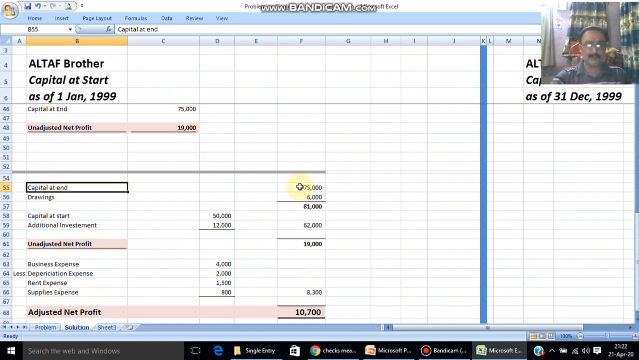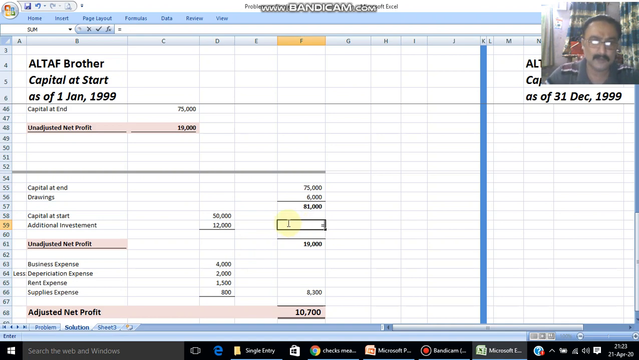See, capital at the end was 75,000 rupees, and drawings were 6,000 rupees. These both will be added to make 81,000 rupees. Then capital at start was 50,000 rupees, and additional investment was 12,000 rupees. When we add these two figures, we have a balance of 62,000 rupees. This is our capital at start plus investment. Unadjusted profit was 19,000. Now from 81,000 we have deducted 62,000 rupees, and at the end we had 19,000.